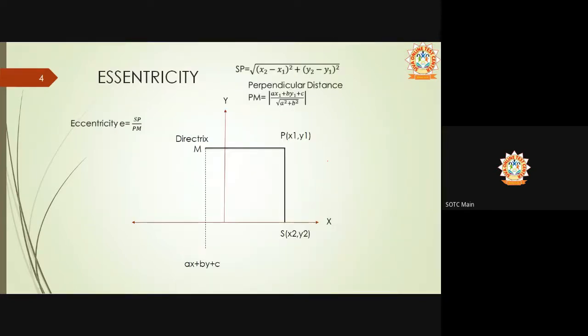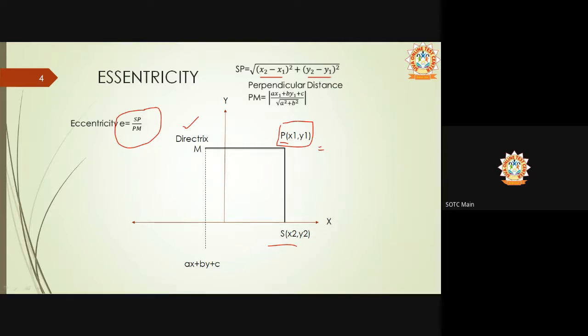Let us suppose this is S, the focus, P the fixed point, M the directrix. We already know eccentricity is equal to SP by PM. So what is SP? The distance from P to S, which is nothing but the square root of (x2 minus x1) whole square plus (y2 minus y1) whole square. Yes or no?